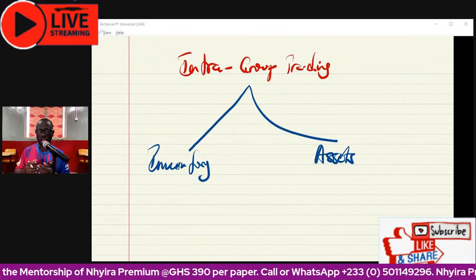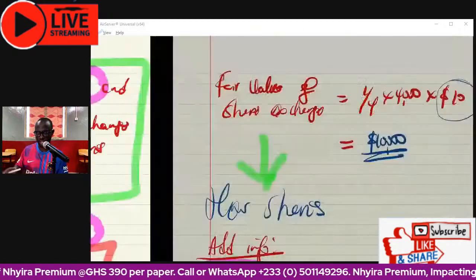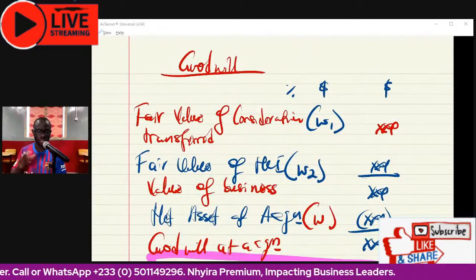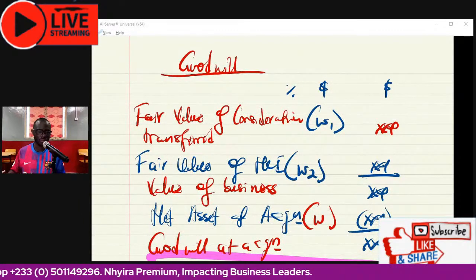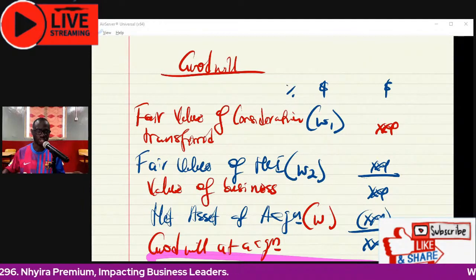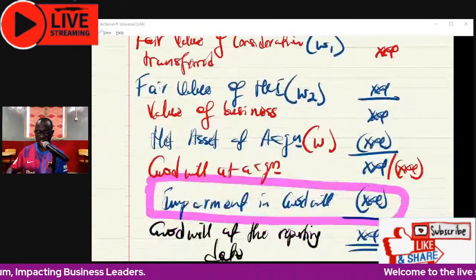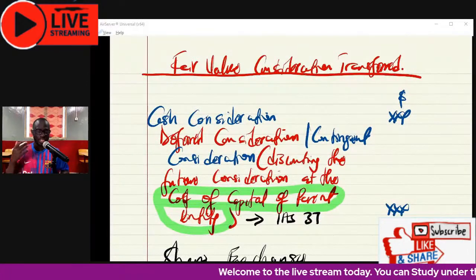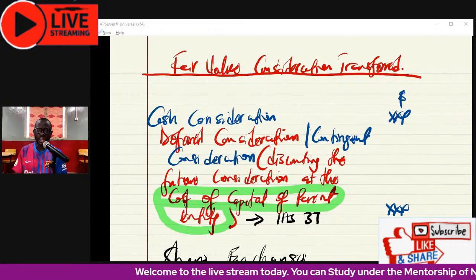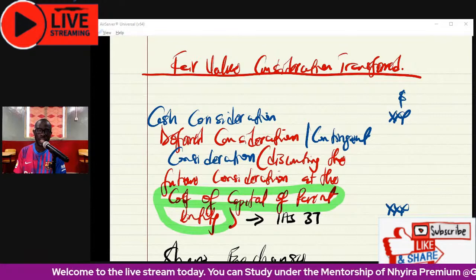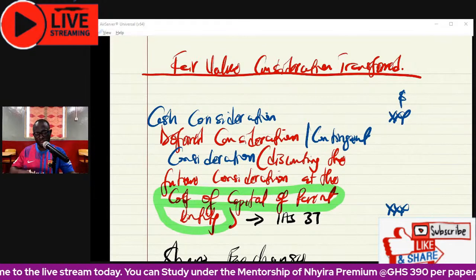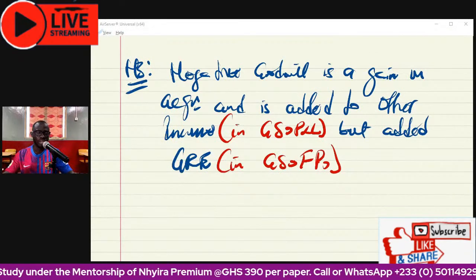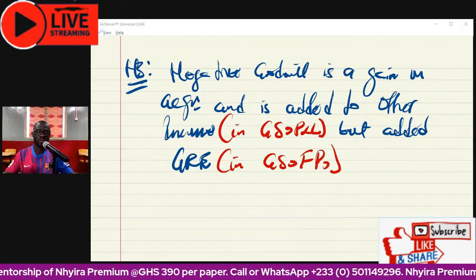So far we've looked at the various key workings that we need to look out for. Yesterday we concluded on how we calculate goodwill. And you saw that we bring the fair value of consideration transferred. We saw that we will bring the NCI, and we saw the various ways through which NCI is calculated. And then the fair value of consideration transferred is also calculated. If you remember, one of the key statements we made was that in the calculation of the goodwill, it is likely that the goodwill figure will be negative.